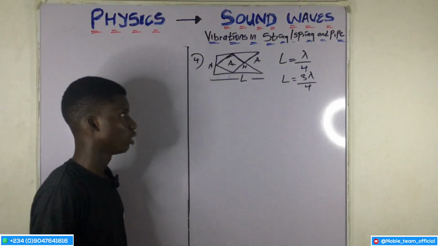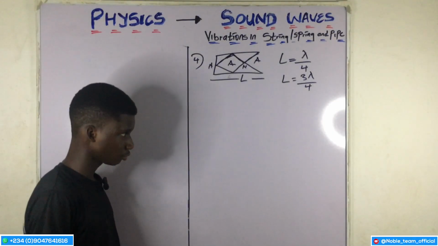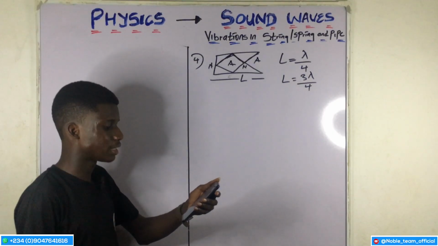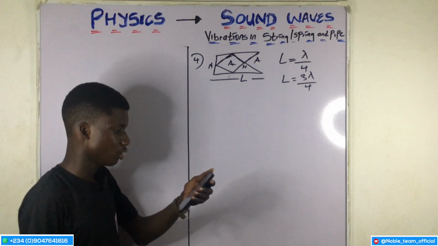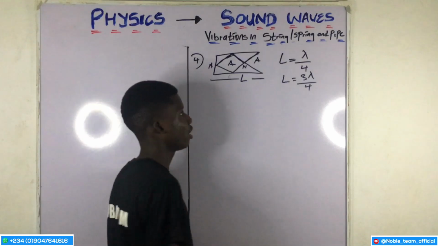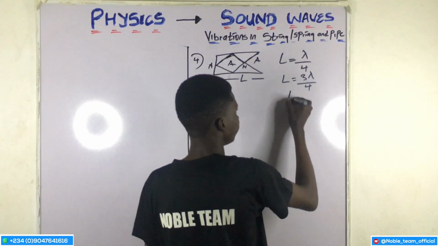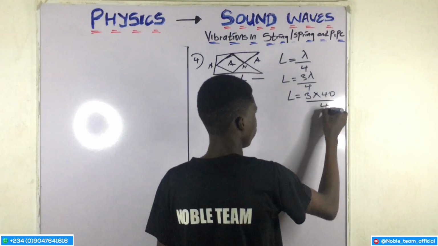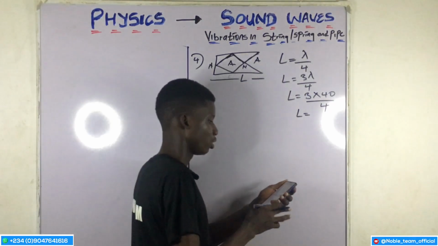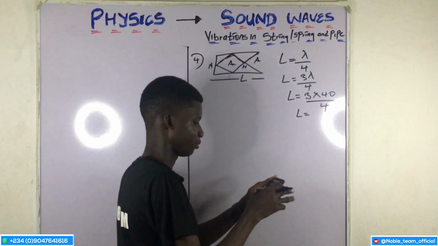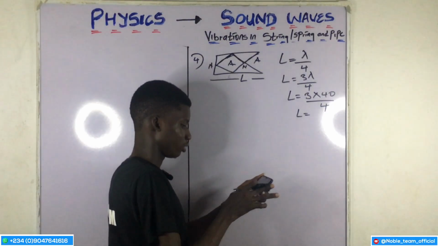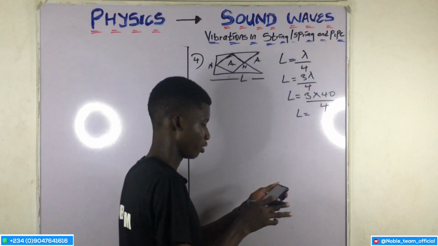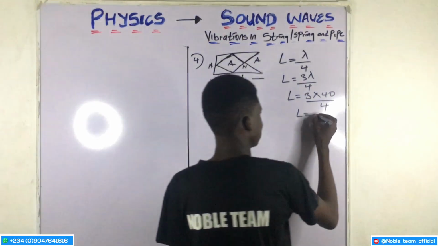Okay, good. Now we already know that we are being asked to calculate for the length. So when you see that L is equal to 3 times 40 divided by 4, our length is equal to 3 times 40 divided by 4, you have it to be 30 cm.